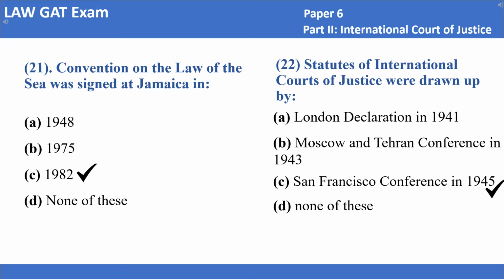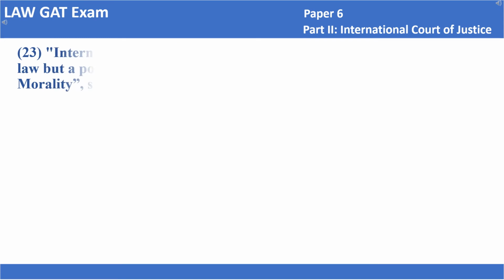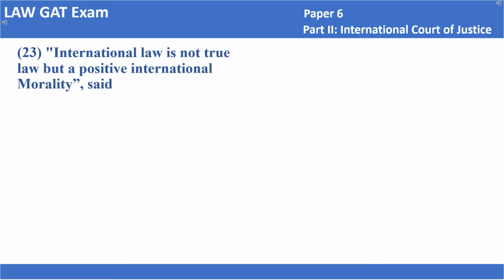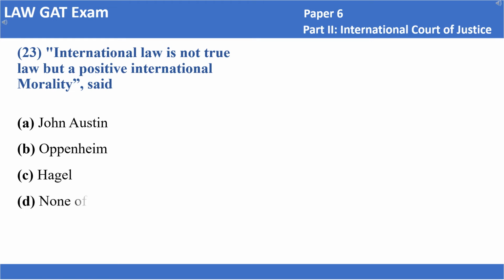International law is not true law but a positive international morality set by, is it option A, John Austin, option B, Oppenheim, option C, Hegel, or is it option D, none of these? The correct answer is option A, John Austin.